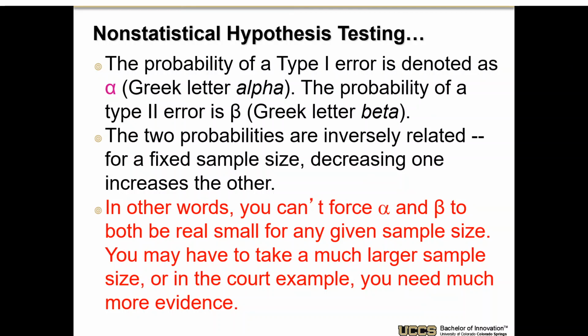So one important thing that you need to get straight is that type 1 and type 2 errors are defined based on the null hypothesis. Type 1, we incorrectly reject the null hypothesis. Type 2, we fail to reject the false null hypothesis.